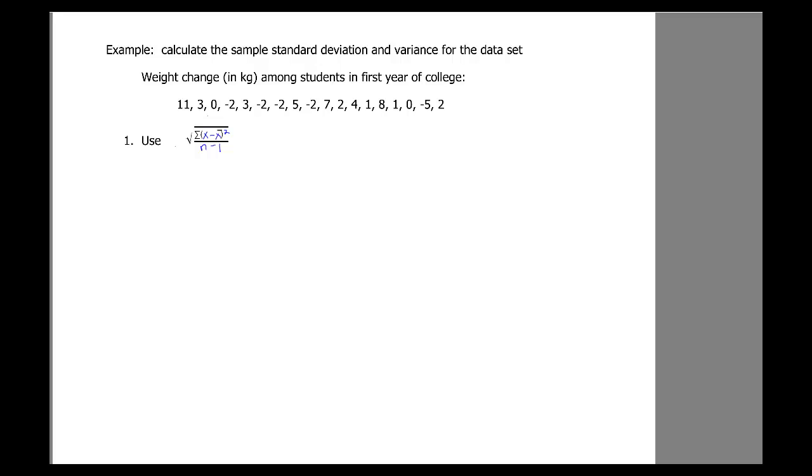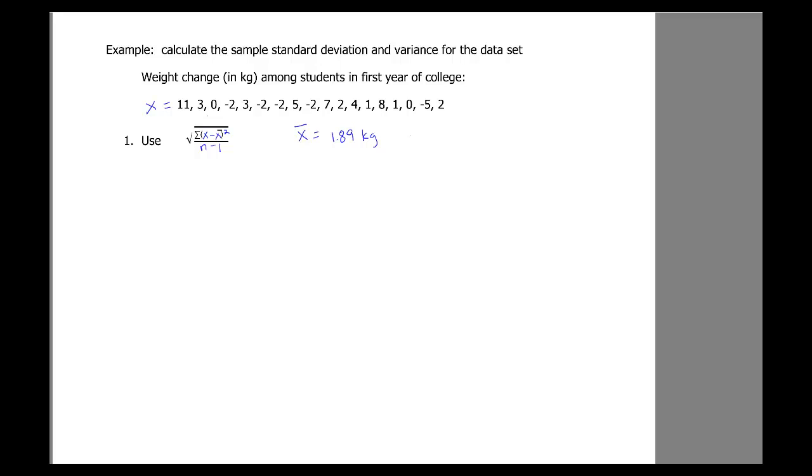So what we would need to do is, for each value of x, so these are all x's, all the numbers in this list. We calculated the mean for this data set earlier, and the mean was 1.888, I'll just write 1.89 kilograms.